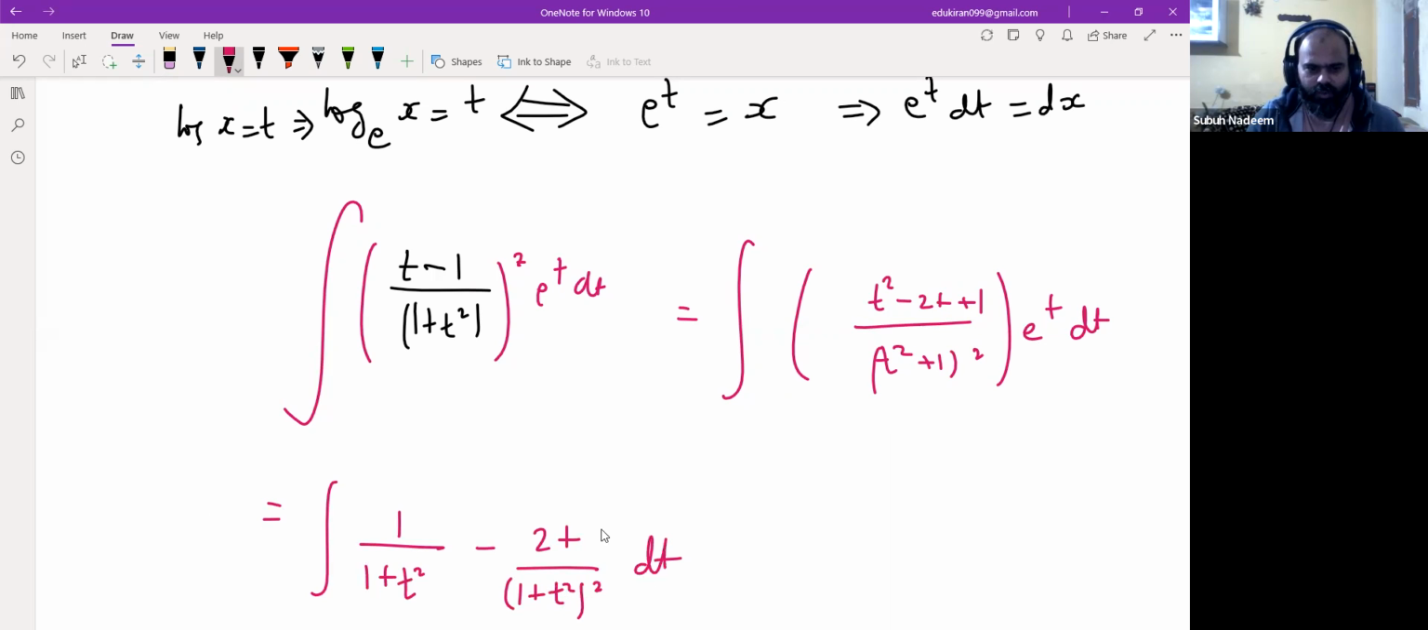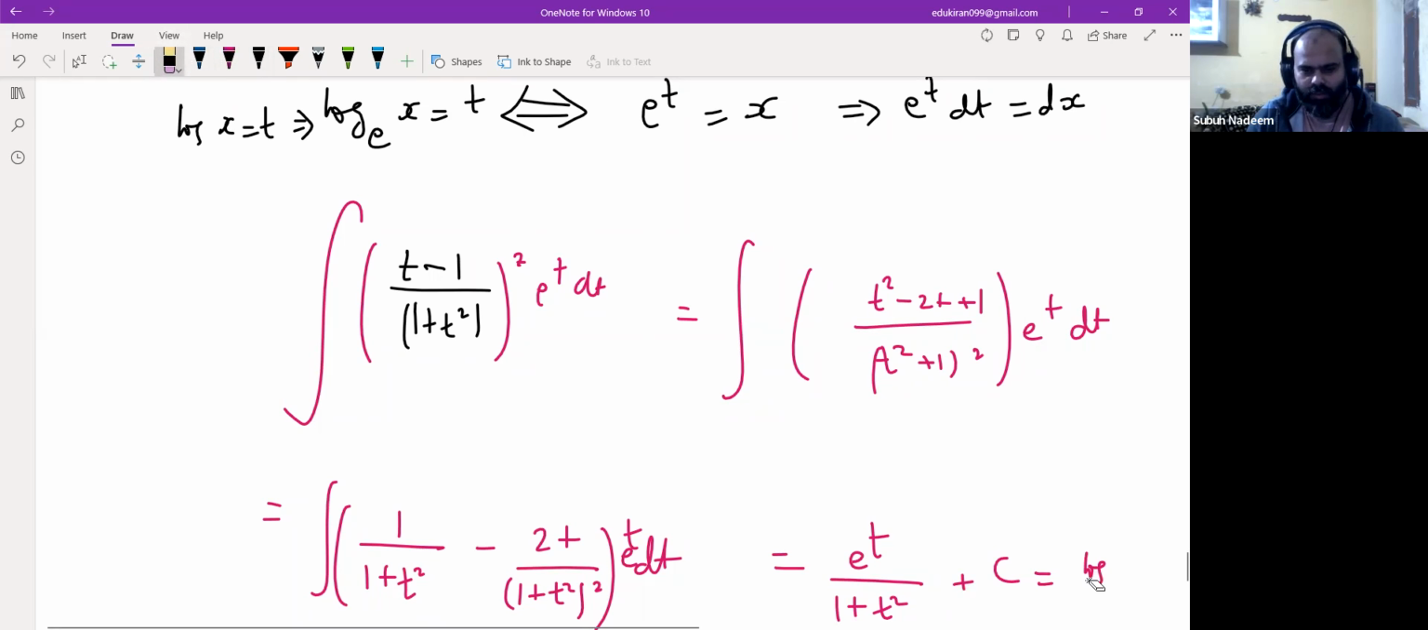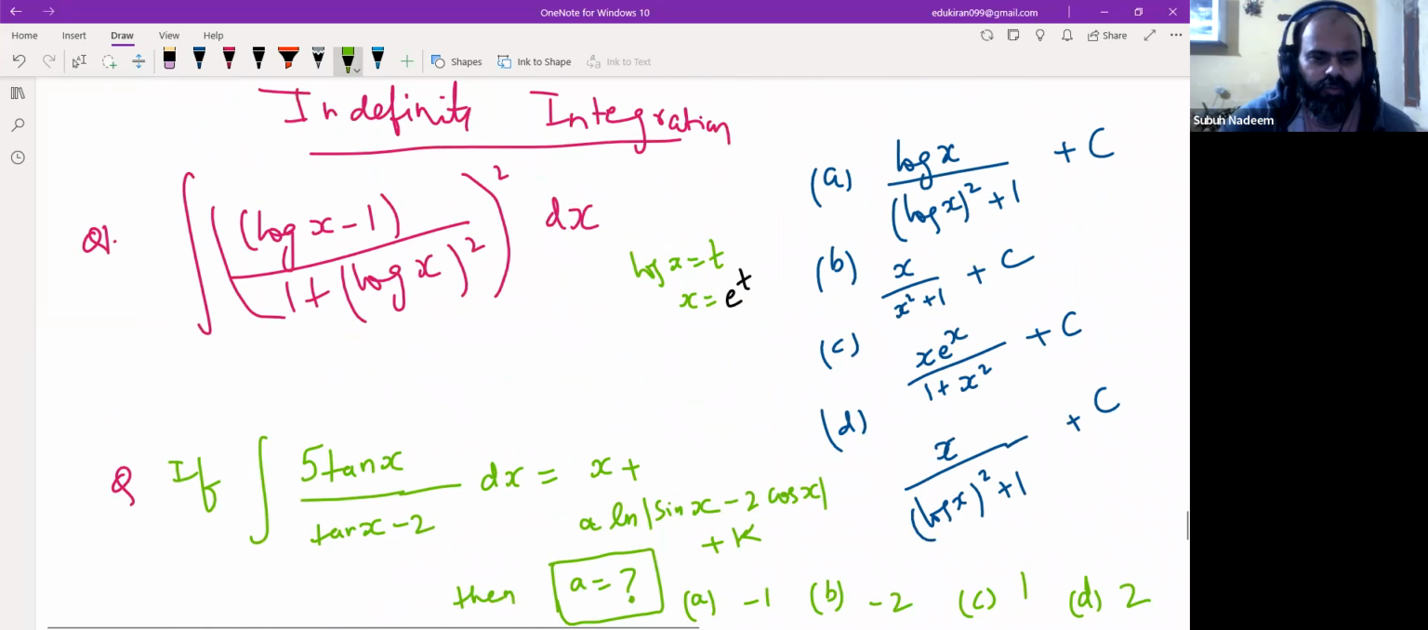Okay. Then finally, what did you get as the answer? Then I got e to the power t by 1 plus t square, plus c. That is it. Yes. This will become x by 1 plus log of x, whole square, plus c. So option D is x by, yeah, perfect. Now let us come to the second one.